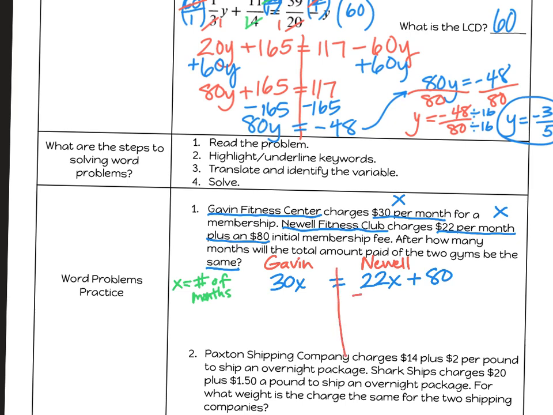So we're first going to subtract the smallest variable. So the 22x on both sides, we're going to get 8x equals 80. So I'm going to divide by 8 to isolate my variable, and I get x equals 10. So that means at 10 months, the gyms will both be the same exact price. Like you would have put in the same amount of money for Gavin Fitness Center or Newell Fitness Club.